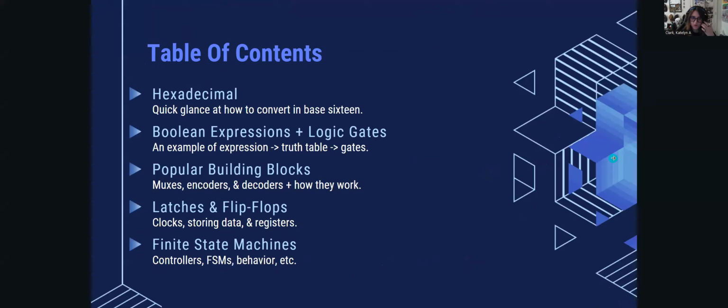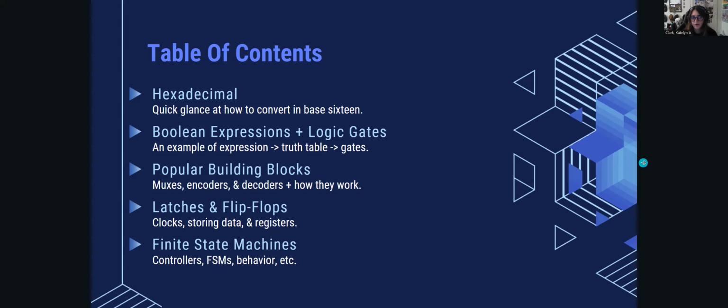Today I'm going to be going over hexadecimal conversion, just because I didn't touch that when we talked about binary. And then we're going to be talking about Boolean expressions and logic gates, how they come together, which you should have been working on in lab and learning through lab. And then I'm going to talk about some of the more popular building blocks and circuits like muxes, encoders, decoders, and how they all work.